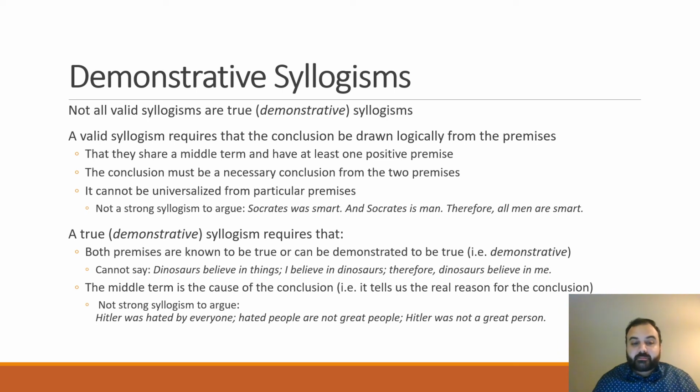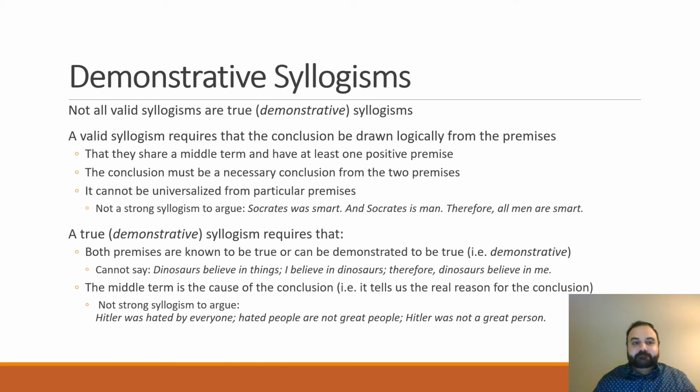Why? Well, let's look at the middle term. The middle term here is hated people, or individuals hated by all. And you have the minor term Hitler and the major term not great people. Well, we know that it's a valid conclusion that Hitler was not a great person. It is true to say that Hitler was hated by everyone, and more often than not, hated people are not great people. But Hitler was not a great person because he was hated. He was not a great person because he was a tyrant.